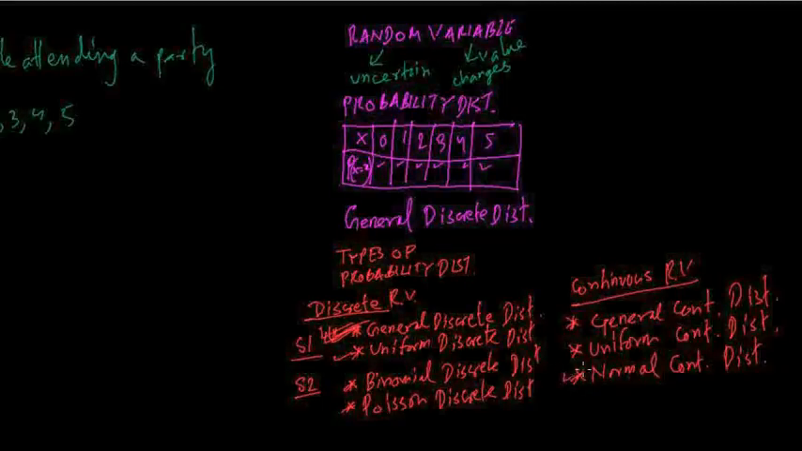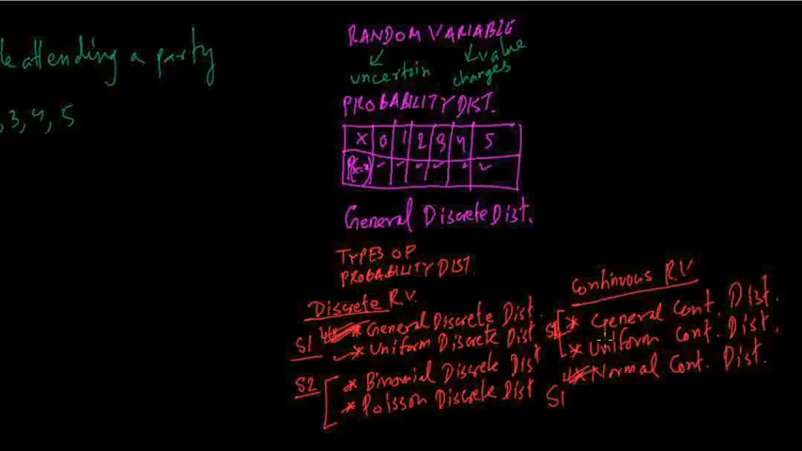Only this one is in S1, but these two are in S2. They are not in S1. So the S2 syllabus is these two discrete distributions, binomial distribution and Poisson distribution, and these two continuous distributions, general continuous distribution and uniform continuous distribution. That is more or less the entire syllabus of S2. For S1, we have the general discrete distribution, this type of probability distribution.